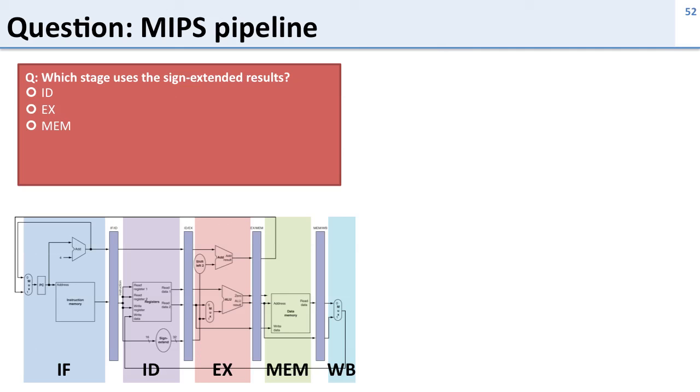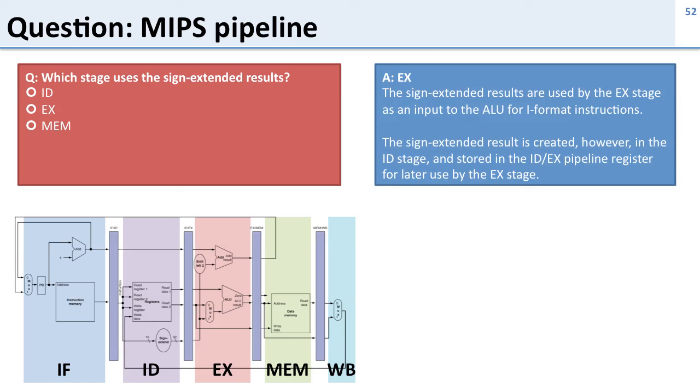So a question, which stage uses the sign extended results? Well, it's the EX stage that uses the sign extended results. They're computed in the ID stage and stored in the pipeline register after the ID stage, and the EX stage then uses them either for an ALU op or for part of the address calculation for a branch.